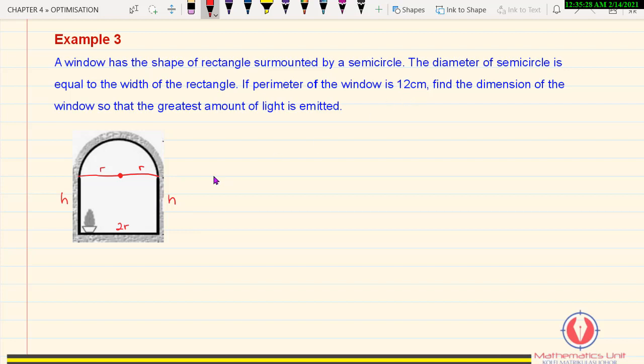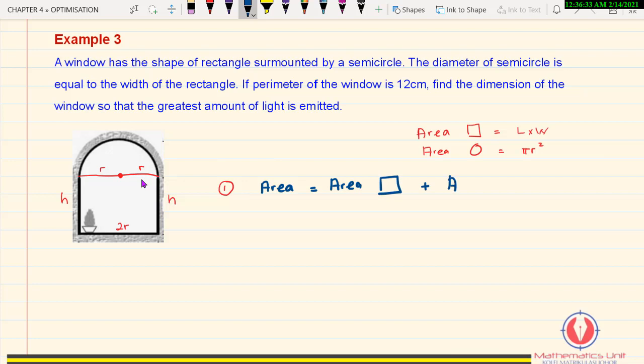Okay, but never mind. Before we move further, we need the tools or the formula that we will need to solve this problem. That is the area of the rectangle and the area of the semicircle. Now, the area of the rectangle is equal to the length multiplied by the width. The area of the circle is equal to pi r squared. Now our goal is to maximize the area of the window. So now step 1 is to find the optimization equation, that is the area equation. Now the area of the window is equal to the area of the rectangle plus the area of the semicircle.